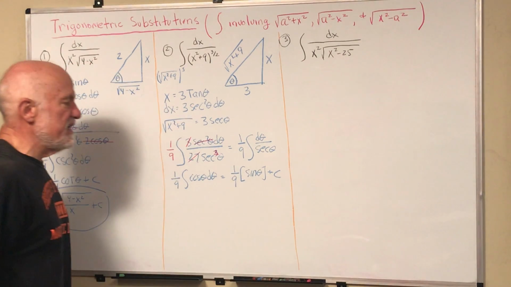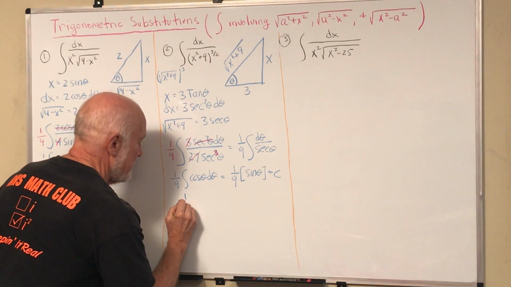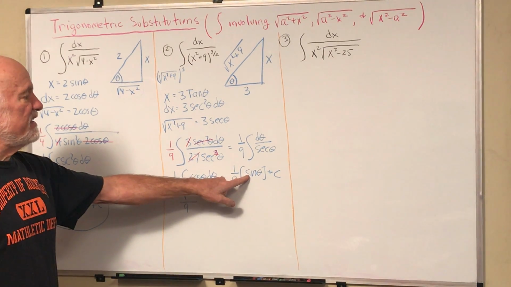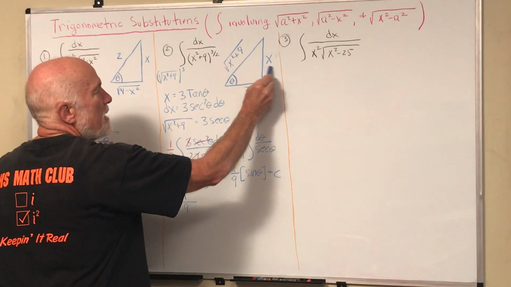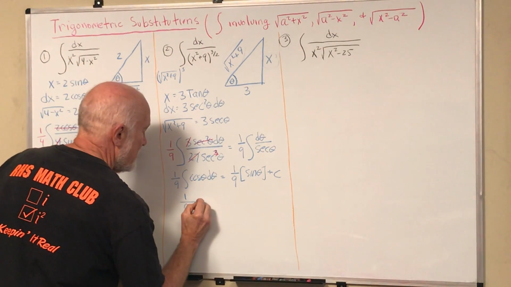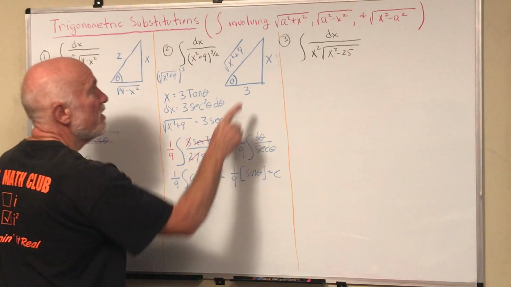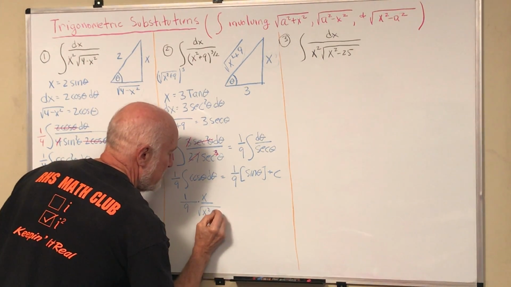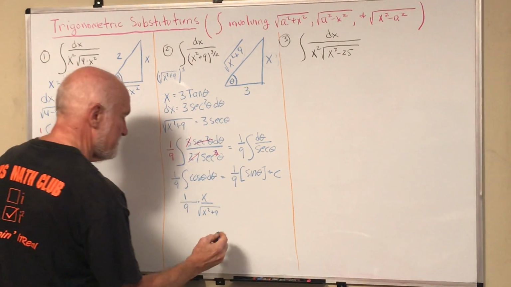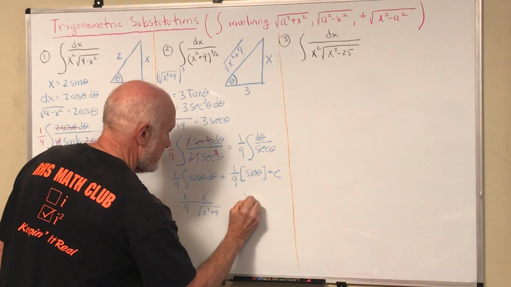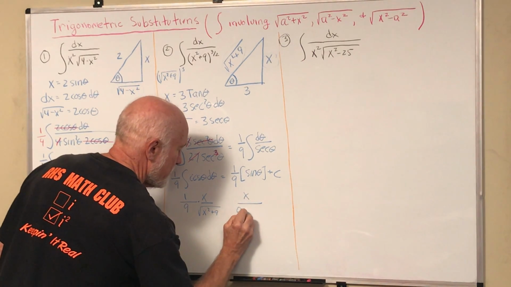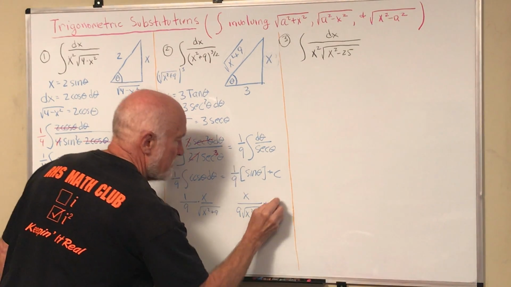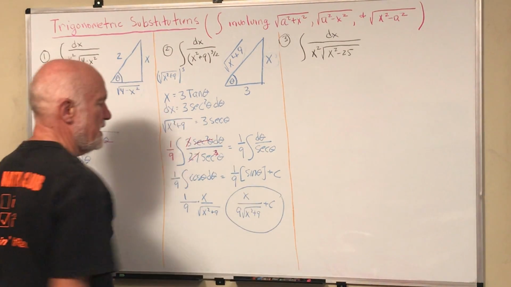And you add your plus c, and the last step, again, is to go back into your triangle and see what the sine of theta is. The sine of theta is the opposite over the hypotenuse. x over the square root of x squared plus 9, plus c. And that should be your answer.